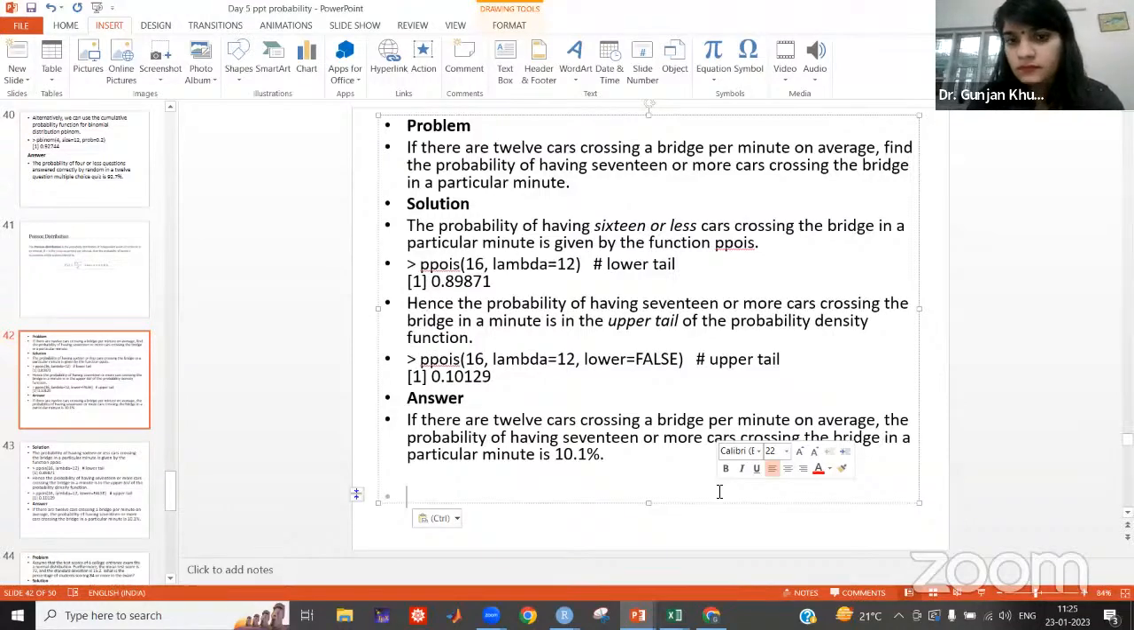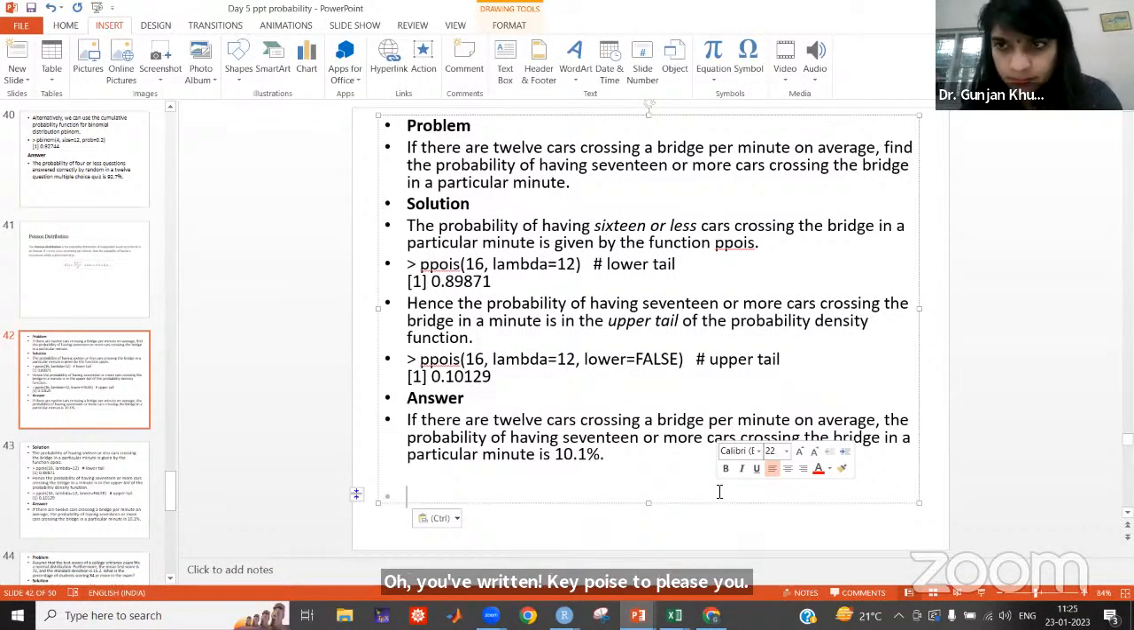See, there is an error. You have written ppois with 2 P's. Yes, you have written 1 minus ppois. Okay, ppois is P-P-O-I-S, within bracket 16, comma, lambda is equal to 12.